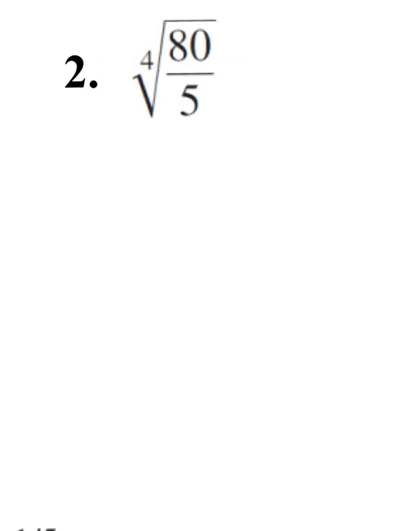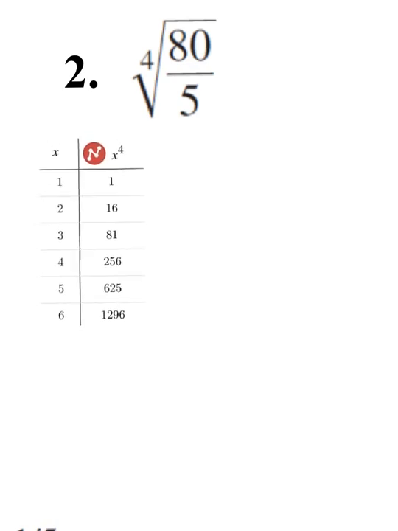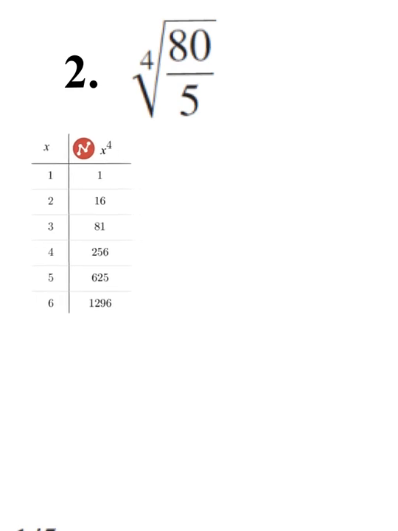So for this next one, I have 80 over 5. It would be really easy to simplify if 80 or 5 had a fourth root, and unfortunately neither one of them does. So what I recommend doing is pulling up a list, like typing in x to the fourth power using your calculator, and seeing what has a fourth root. Okay, so you'll see that 81 has a fourth root, but not 80.